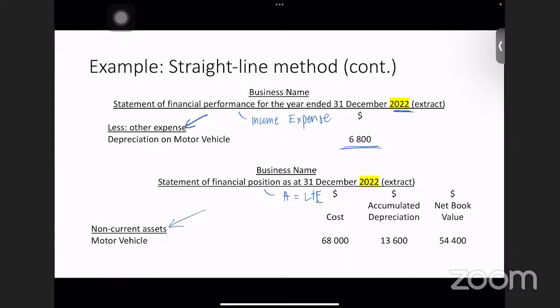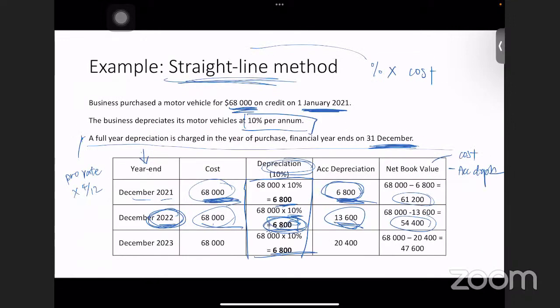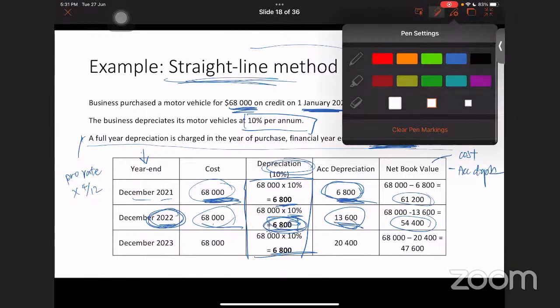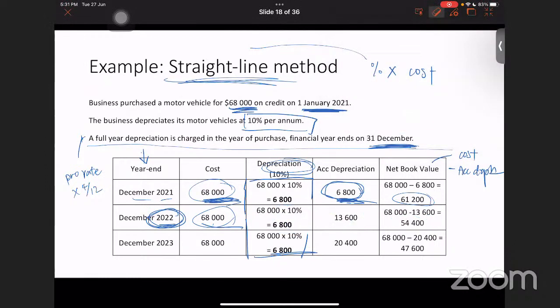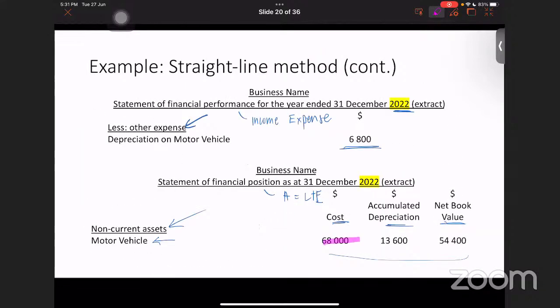So NCA will be my heading, and then here our NCA is motor vehicle. So for statement of financial position, it will be these three columns: cost, acute D, and MBB. So same thing, all these numbers, I will just extract from my table. So very messy. I will just extract from my table, which is here, cost, acute D, MBB. Straightforward. So all these you can just extract from the table. It makes life easier.